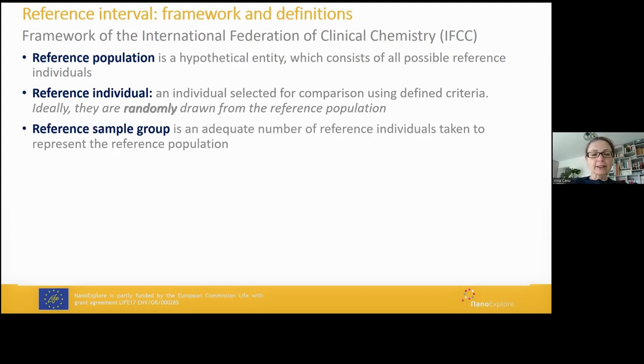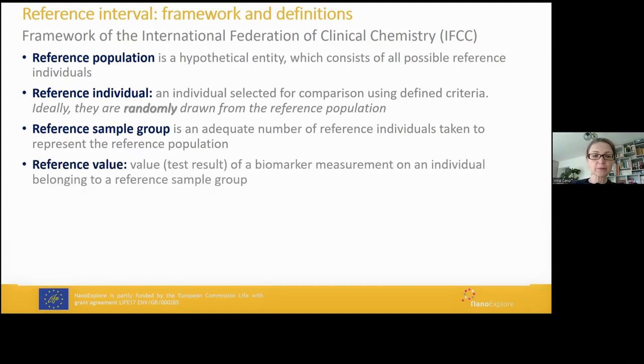The reference individuals selected in a study where we measure a biomarker of interest will constitute the reference sample group, and the reference sample group should have an adequate number of reference individuals to provide meaningful calculations and estimates of the reference interval. The minimum sample size required for establishing a reference interval is 120 participants.